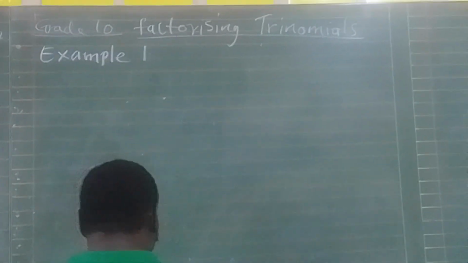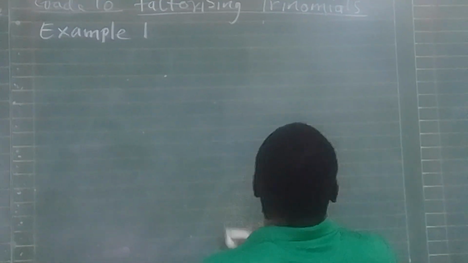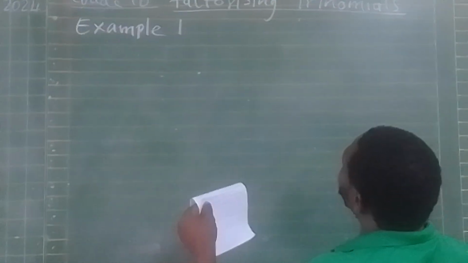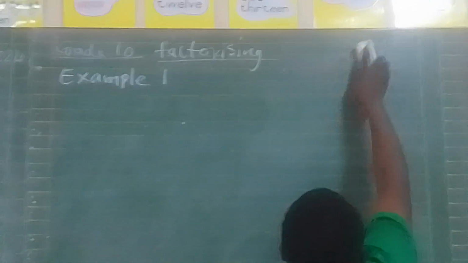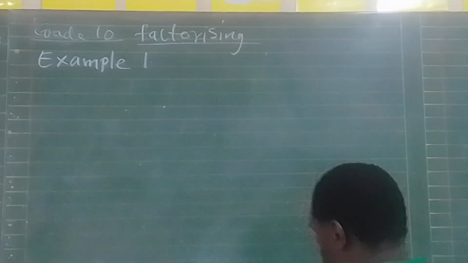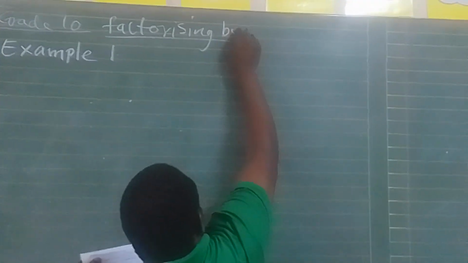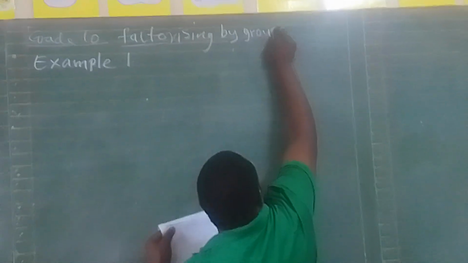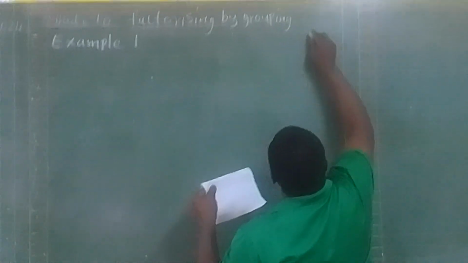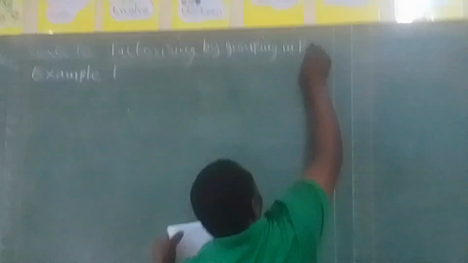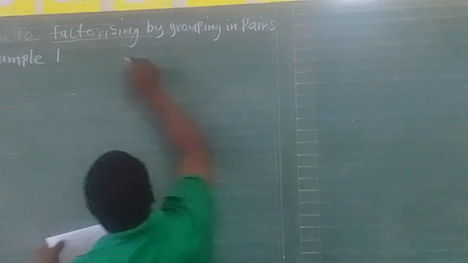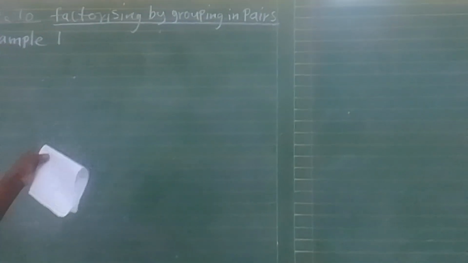It sounds and looks challenging, but it is not. Factorizing by grouping in pairs. In other words, we are using the pairs to factorize this kind of problem.